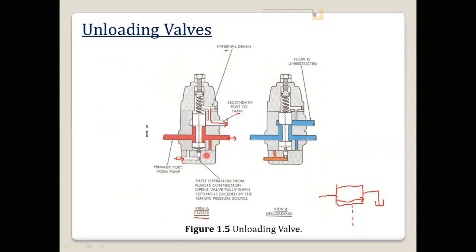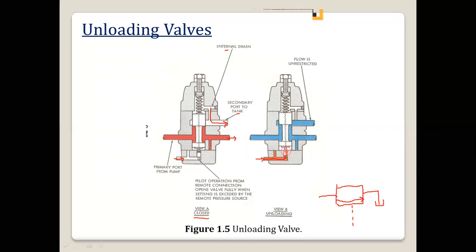So this position is for the closed one. Unloading means we directly bypass the oil from the pump to the tank. How can we do that? We can do it by setting the pressure. Here, by using the adjusting screw, we will preset the pressure, and we will apply the pilot pressure from the external source.